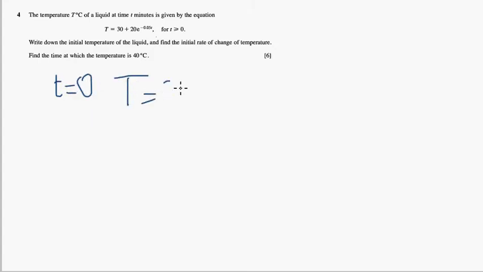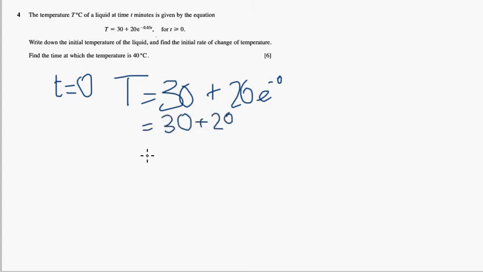So what we can say is that at t equals 0, big T will equal 30 plus 20 times e to the minus 0. And as we said before, e to the minus 0 is 1, so T equals 30 plus 20, 50. So that's our initial temperature. And then as t increases, it's going to go down gradually. So that's the temperature at time t equals 0.